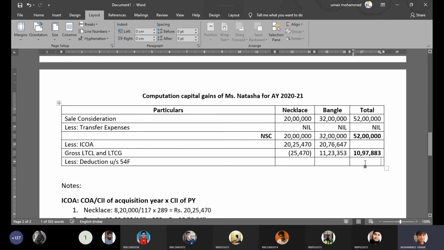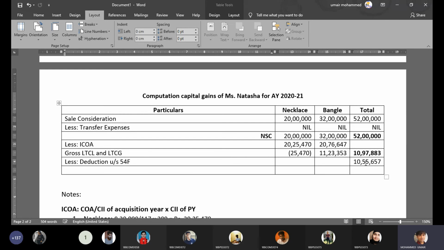So let's go for the deduction. Whatever is left out will become taxable long-term capital gain. So the taxable long-term capital gain is 42,000. Okay, so that's how we compute the deduction under section 54F.